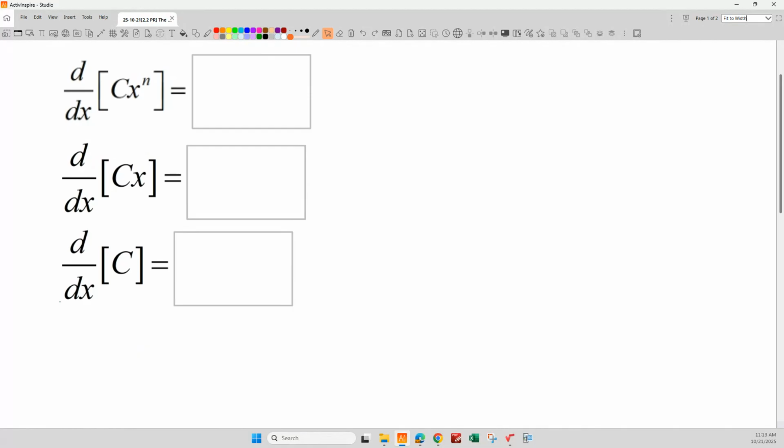That's our input variable. Whatever variable shows up in the bottom there is always going to be the independent variable, or the input variable. So the derivative with respect to x of c, where c is just some constant, is 0. Yep. The derivative with respect to x of cx is c, right? Yep. Okay.